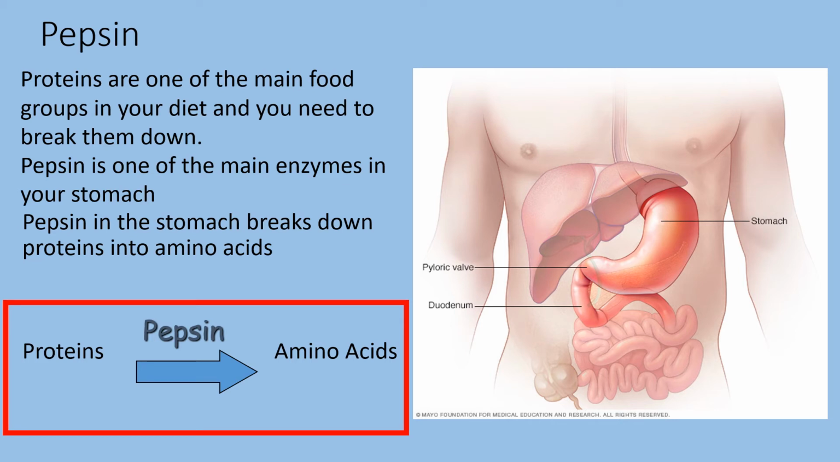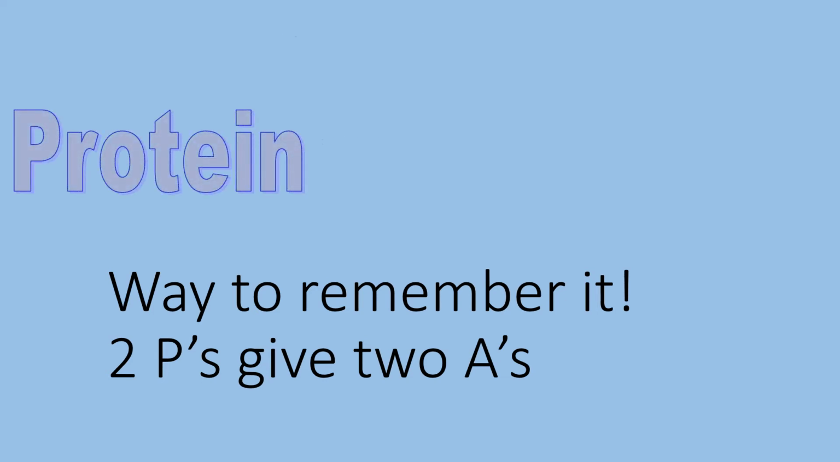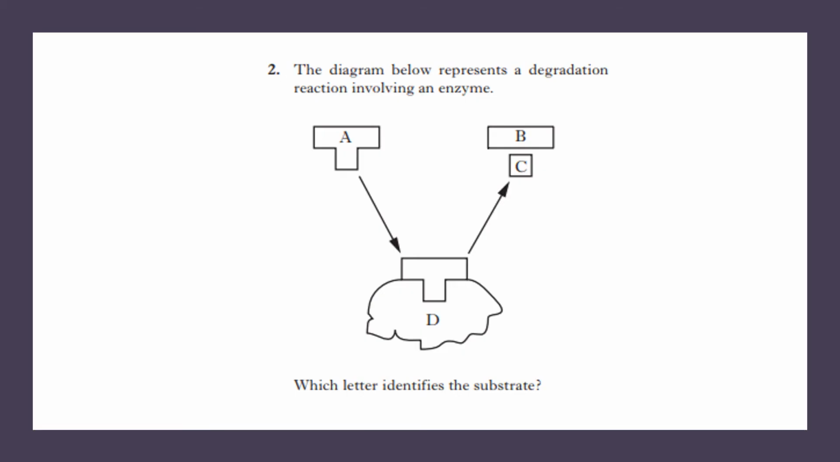And then you can remember that by PPA. So a way to remember it is 2 P's give 2 A's. So protein, and then the enzyme pepsin gives you amino acids.